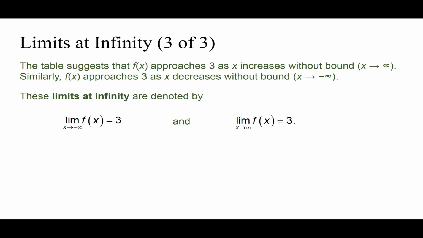These values, when x approaches negative infinity or positive infinity of the function, are called limits at infinity. And this is the notation we use. Limit as x approaches negative infinity of the function f of x is 3. Similarly, the limit of the function f of x when x approaches infinity is positive 3. Both of these limits are finite limits.